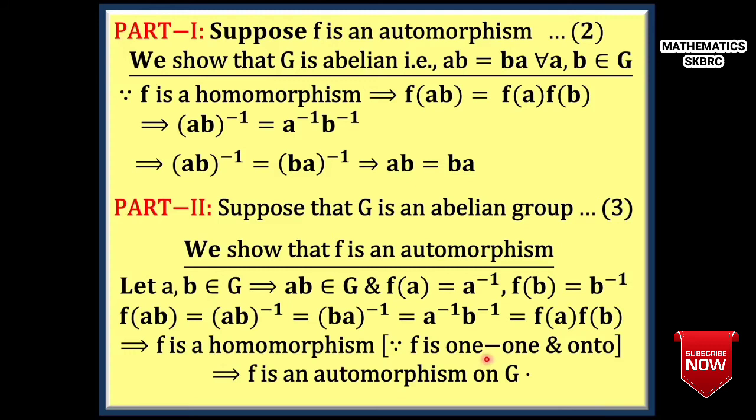Since f is 1-1 and onto, already proved, therefore f is 1-1, onto, and homomorphism gives f is an isomorphism on G. Here domain is equal to codomain, then we get f is an automorphism on G, hence proved.